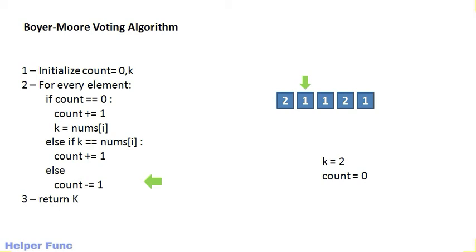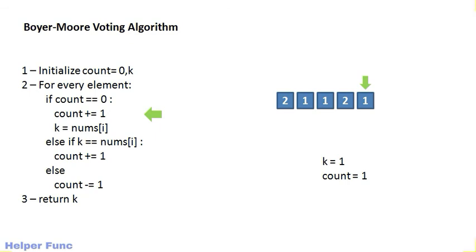Now in the next step, because count is 0, k will become 1 and count will also become 1. Now because k is not equals to 2, count will decrement by 1, making it equal to 0. And now for the last index, because count is 0, k will become 1, which it is already, and count will also become 1. Thus at the end of the loop, our answer is 1, as it has appeared 3 times, which is more than n by 2.